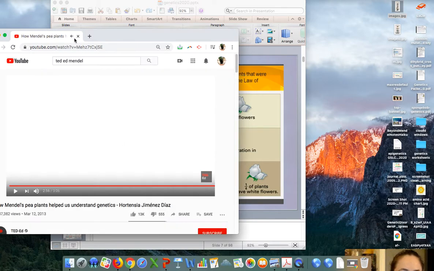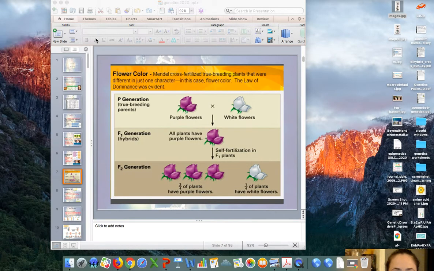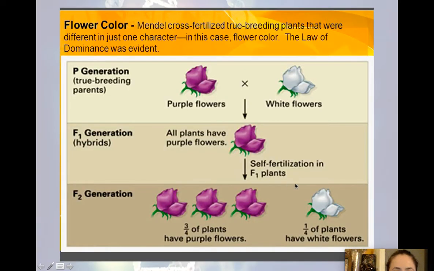So I thought that this video did a pretty good job of explaining how that all worked. And here is a similar experiment to what Mendel did, just with a different trait. So in the TED-Ed that you guys saw, it was just with yellow and green peas. And here it is just with purple and white flowers instead, but the idea is still the same.